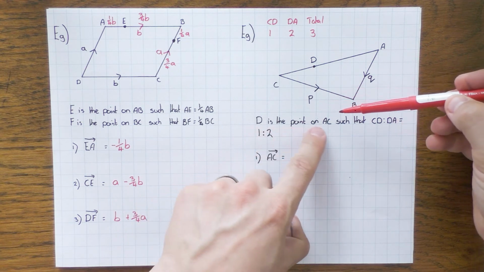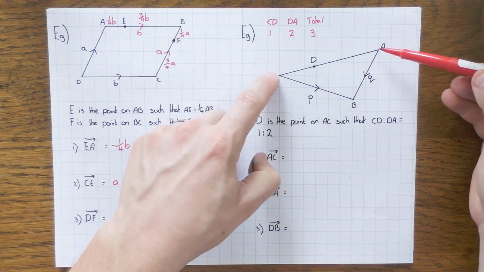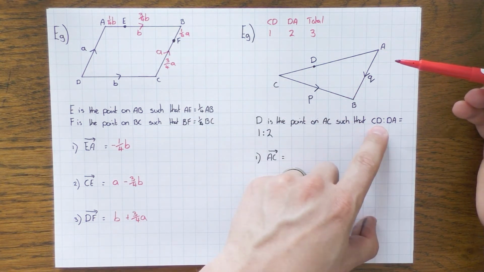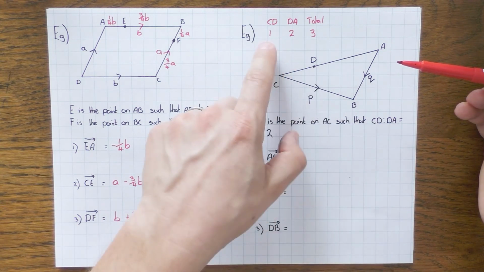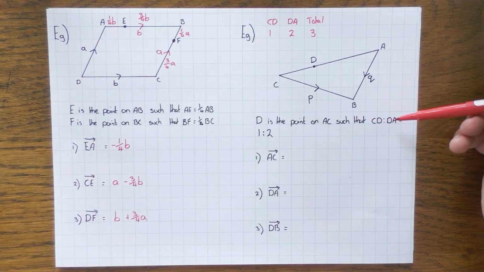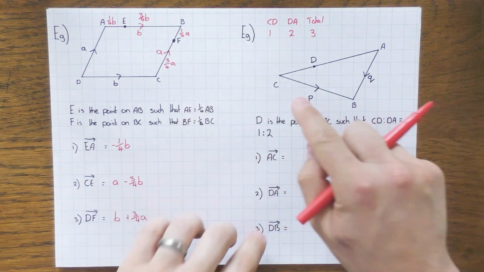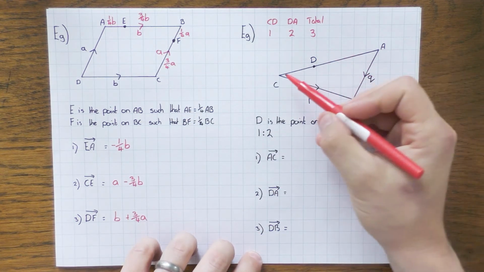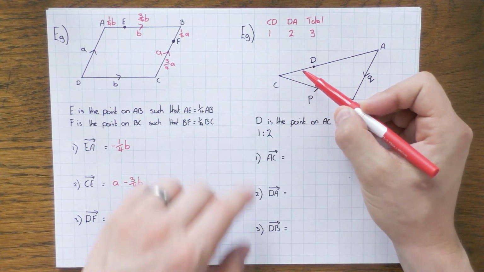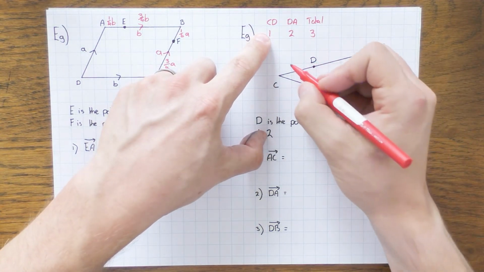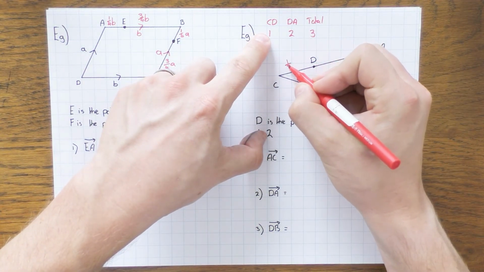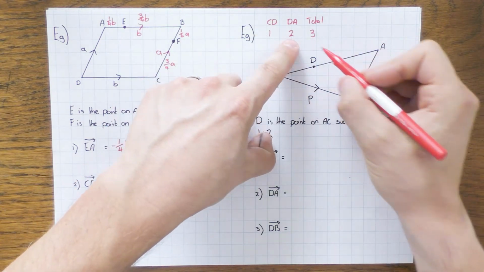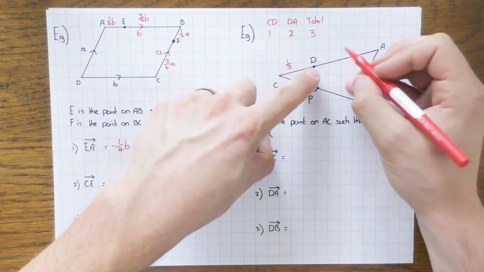So D is the point on AC, so this line here, such that CD to DA is in the ratio of 1 to 2. So C to D, D to A. So what fraction is this of the total? Well, that's C to D, so that's 1 out of the total, so that's 1/3. And then D to A is 2/3.